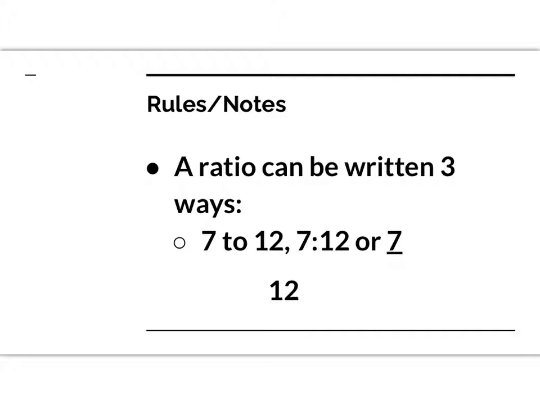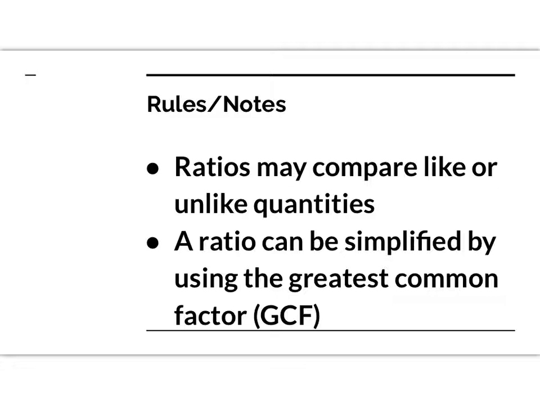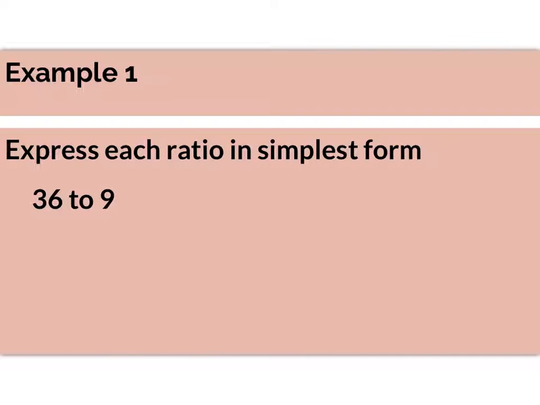So a ratio can be written in 3 ways. You can write 7 to 12, 7:12, which reads as 7 to 12, or 7/12. So there are 3 ways to write ratios. And you can read the rest of the rules in the notes on your own.